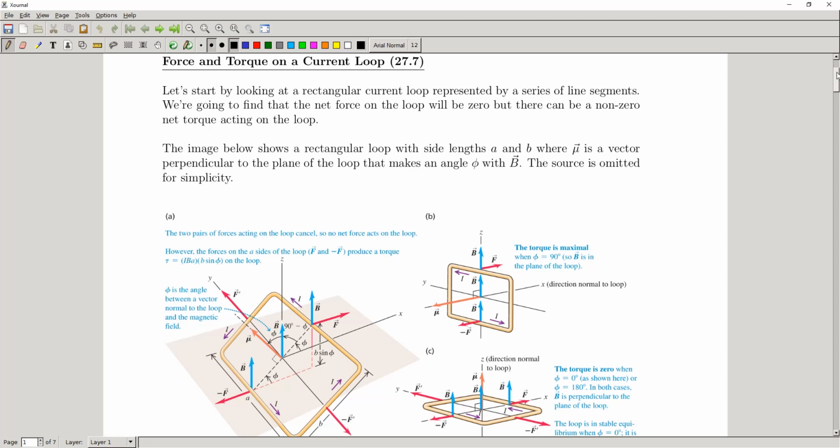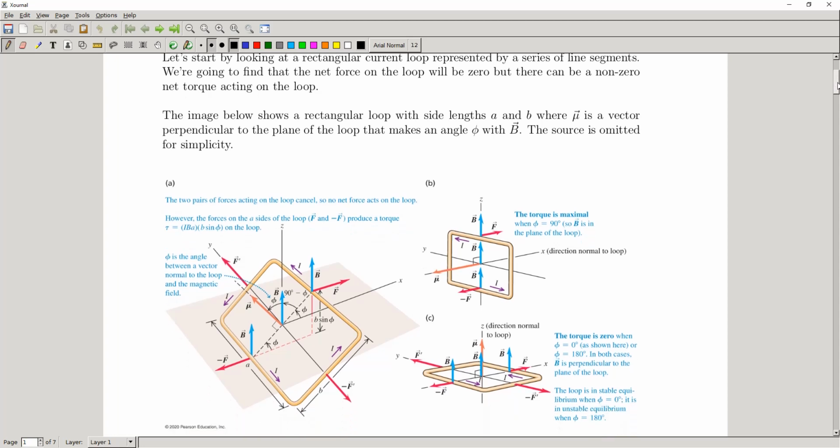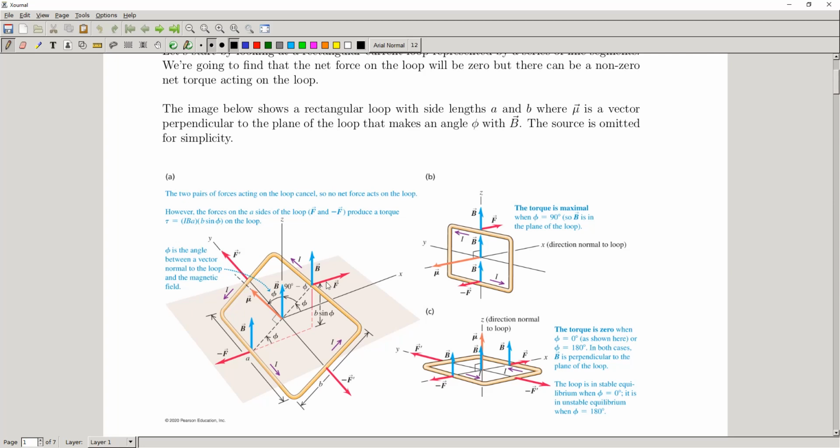And we can see that from diagram A here on the left. We can see that we have a force pushing in this direction, one pulling in that direction, one going this way and one going that way. If you add them all up, we end up with no net force on our loop. But we do end up with a non-zero net torque acting on the loop, right? We end up with a torque that's trying to turn this thing around this axis here.